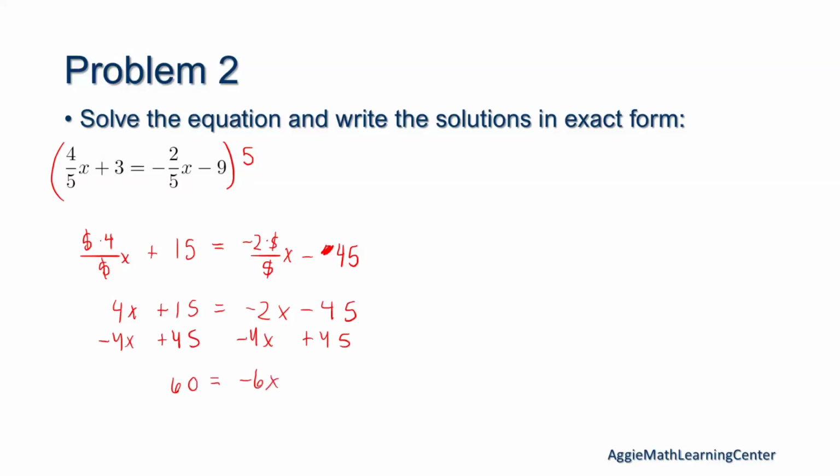Okay, and then we want to get the x alone, right? How could we get the x alone? Divide by negative 6. Right, because the opposite of multiplication is division. So if we're multiplying by negative 6, if we divide by negative 6, then we undo that. So what's 60 divided by negative 6? Negative 10 equals x. Okay. x equals negative 10, perfect.